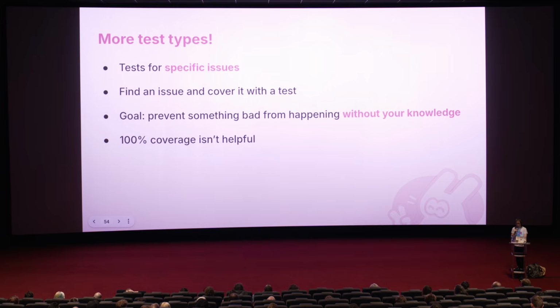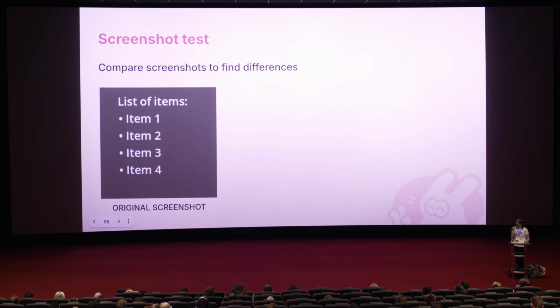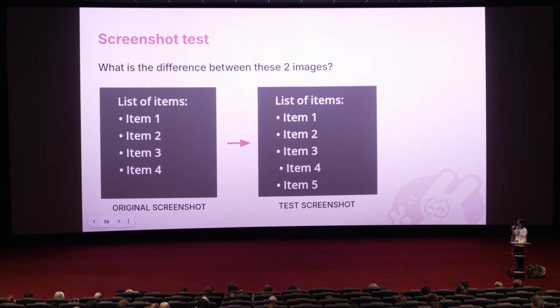So the first test that I'm going to talk about is the screenshot test, also known as the snapshot test. And basically, you just take screenshots of your game and you compare them to see the differences, right? So you just open scenes from the game, take a bunch of screenshots, and that is your base screenshots, the original screenshot that we can see here. Then you make changes on the code, and then you run the test again, generating a second set of screenshots. And then you find the difference. You can see that there's a fifth item that maybe we don't want to have in here. So this is something that you could detect with that.